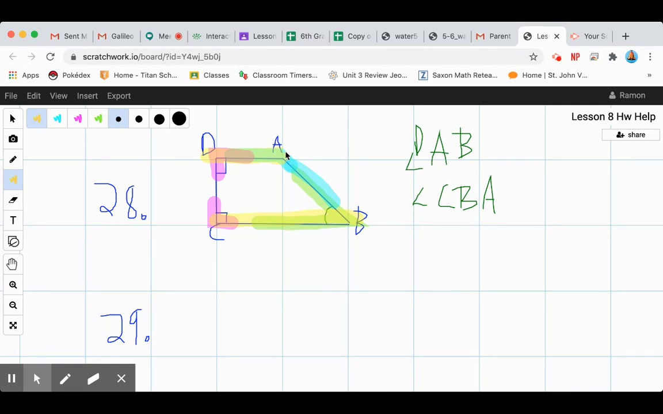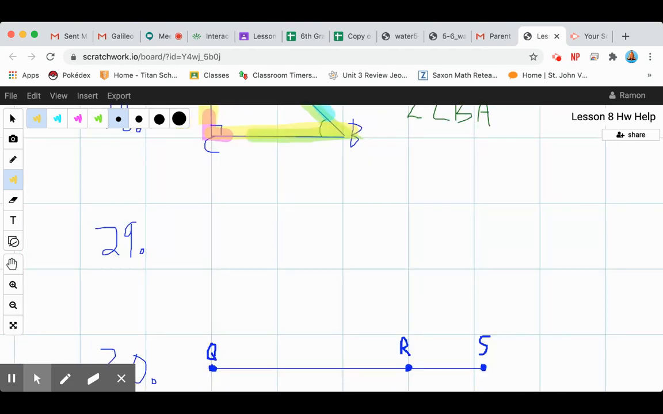Now, perpendicular to DA means that we're going to have a right angle, which you'll notice is actually DC. And since it's perpendicular, you'll also notice that they have a corner in common, which is D.